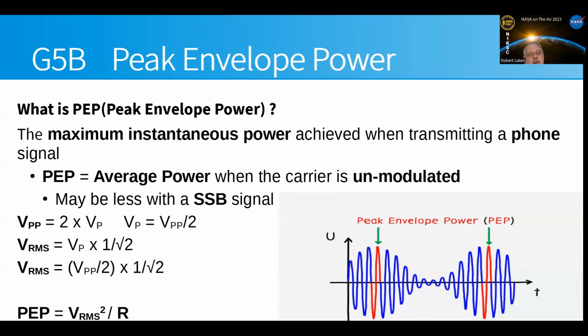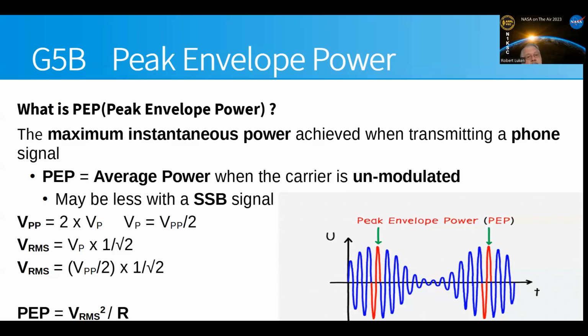Okay, so when you have an unmodulated carrier, instead of seeing that envelope go up and down, it's just straight. You're just transmitting a carrier when you're on FM, AM. And if there's no modulation, it's just straight. So the peak envelope power is going to be the average because all of those peaks are the same if you're not modulating.